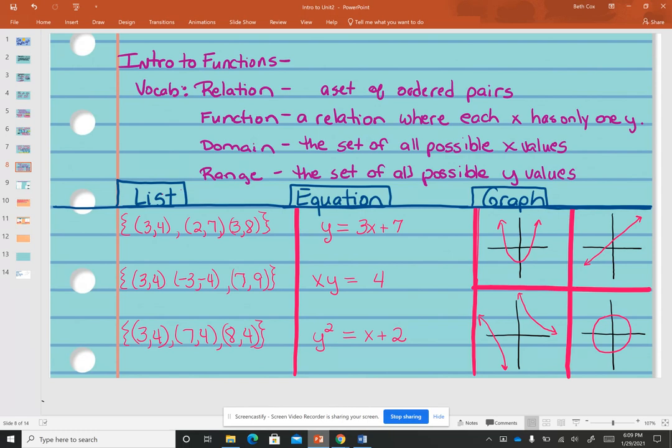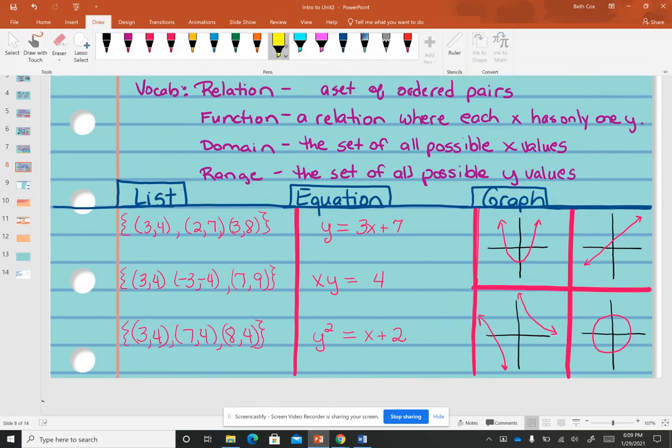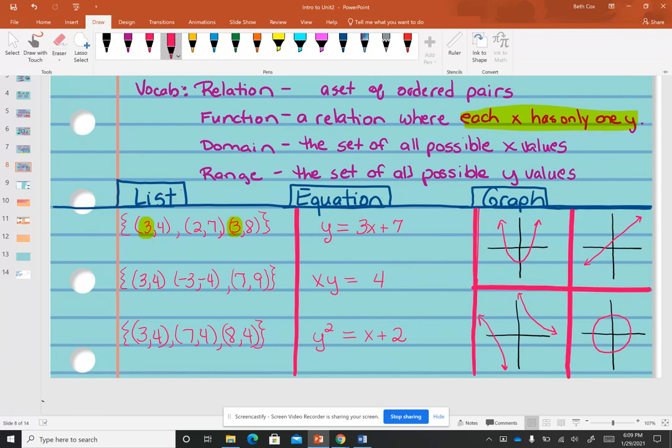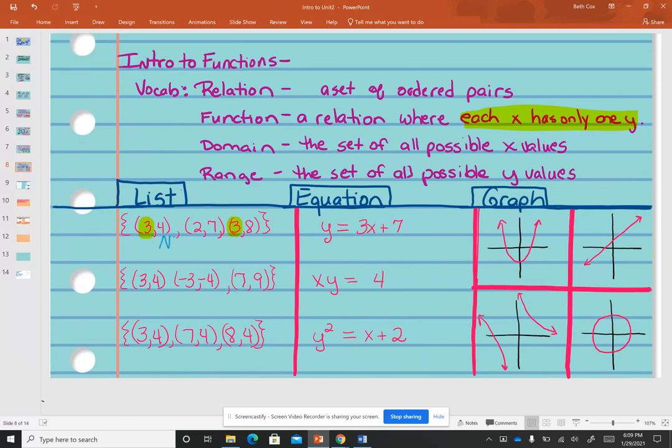In the list category, again, the key to the relation being a function is that each x has only one y. So this is what we're looking for. We're looking for repeated x's. And so if we see here in the list of the x coordinates, the 3 is repeated. So this is not a function because the 3 is repeated. So now when we look through the next one, if I look at my x's, there's no repeating. So this one is a function.